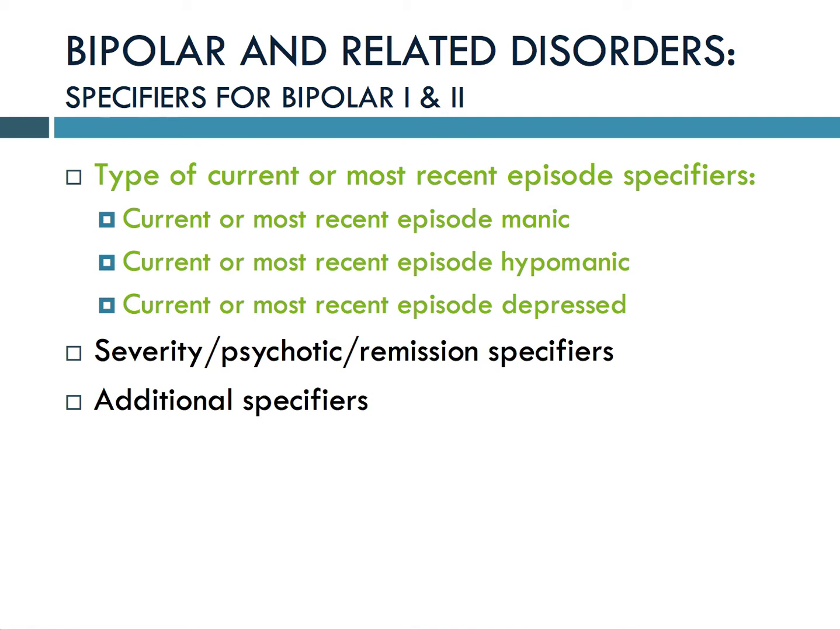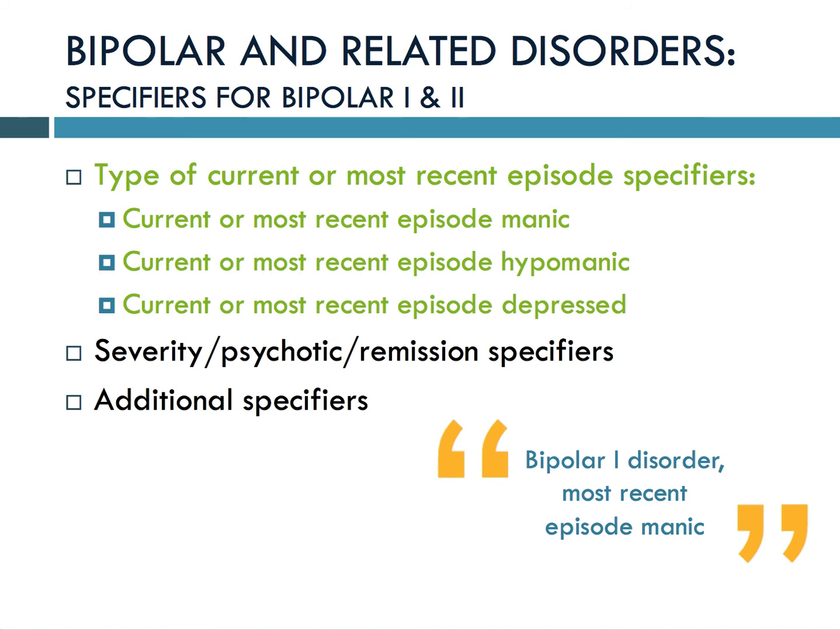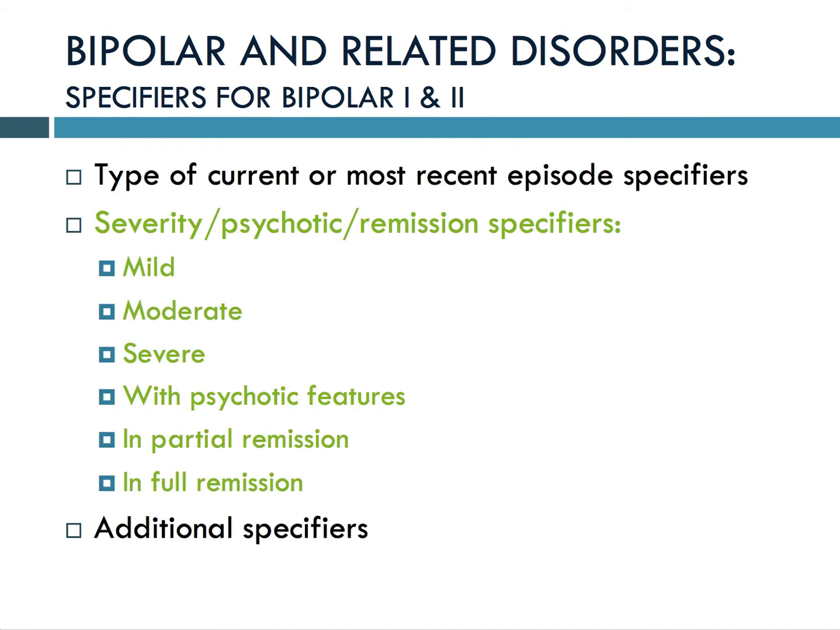And I would do this for a couple of reasons. First, it would help me keep track of what was going on with my client's mood when I started working with him or her. Second, it also allows me a better way to describe my client's symptoms and communicate more effectively with other practitioners. So a diagnosis of a client might read, for example, bipolar 1 disorder, most recent episode manic. I can also use specifiers to describe the severity of symptoms, the presence of psychotic symptoms, or if the person is in remission. So let's take these one at a time.